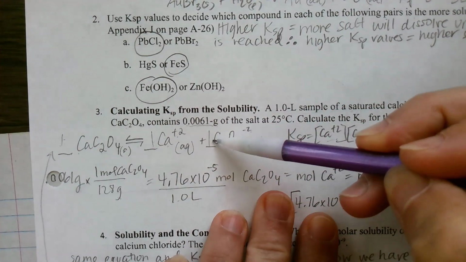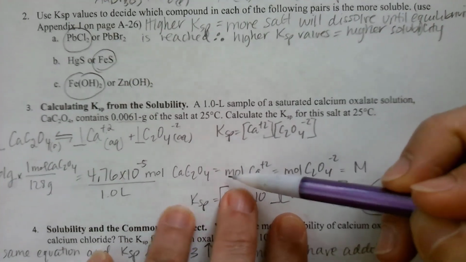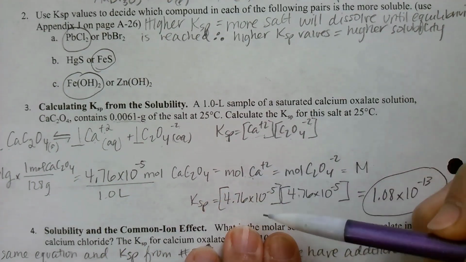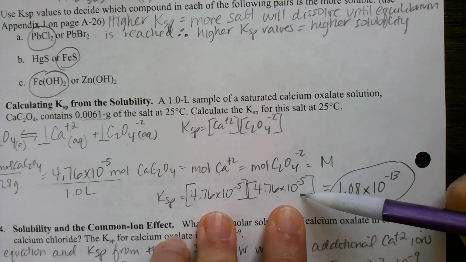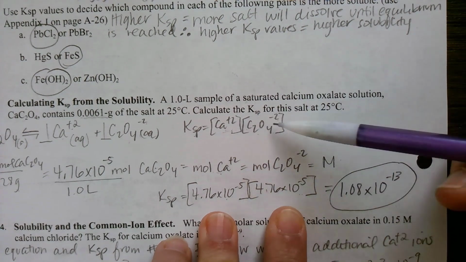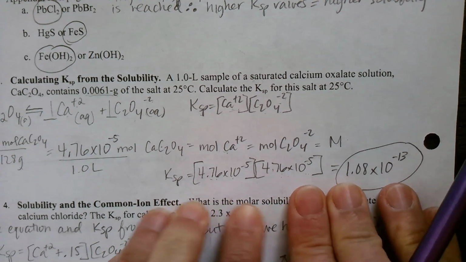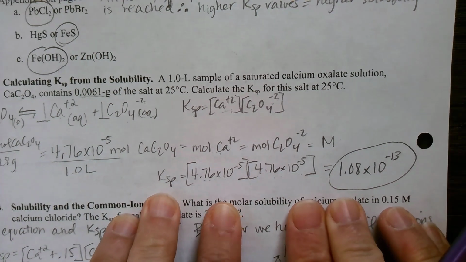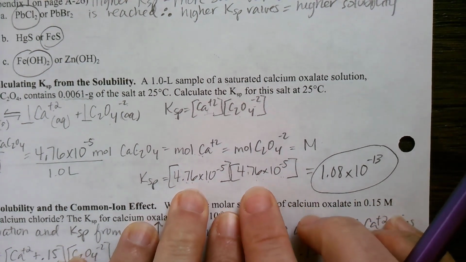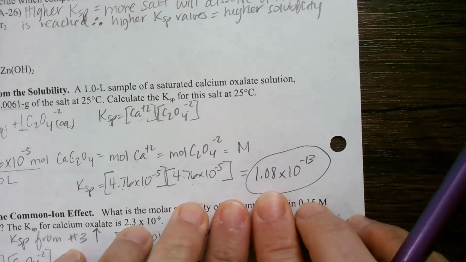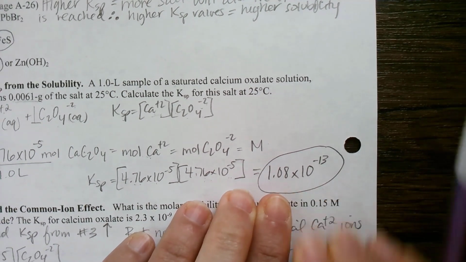We know that we have a 1-to-1 ratio, so if that's the concentration of the calcium oxalate, that's going to be equal to the concentration of calcium plus 2 and equal to the concentration of the oxalate. So if we know those concentrations, I can simply multiply them together to get the KSP. 4.76 times 10 to the negative 5, squared, or times itself, would give me 1.08 times 10 to the negative 13 for our KSP value.